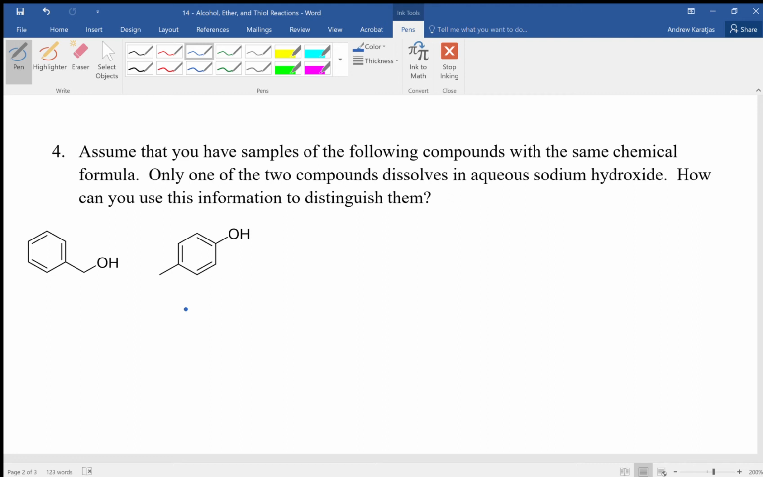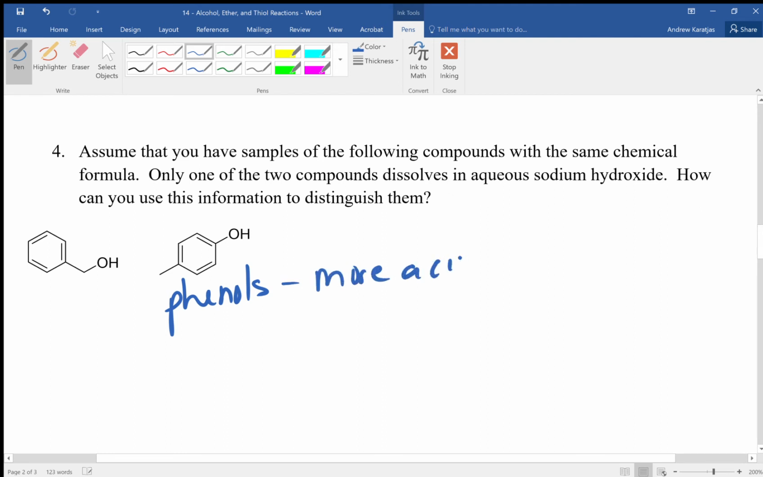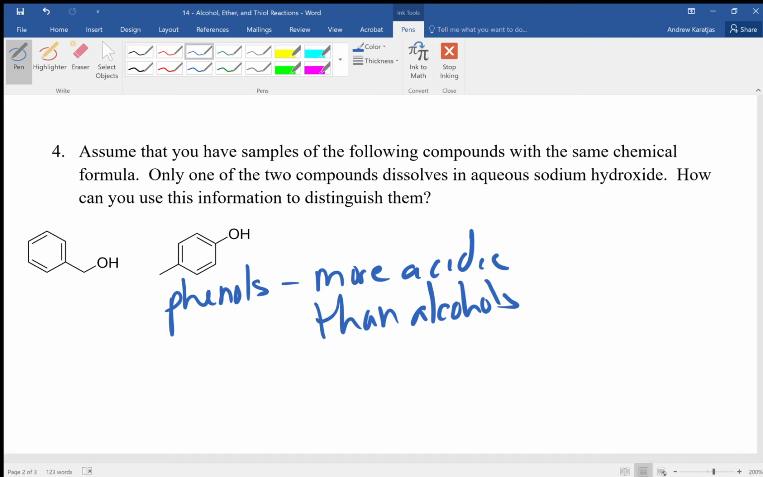Well, we've talked about phenols. Phenols are compounds where the alcohol is directly attached to the aromatic ring. Phenols are much more acidic than alcohols. The compound on the left is not a phenol, it's just a typical alcohol. The reason it's not a phenol is that there's this extra carbon here in between the OH group and the aromatic ring.